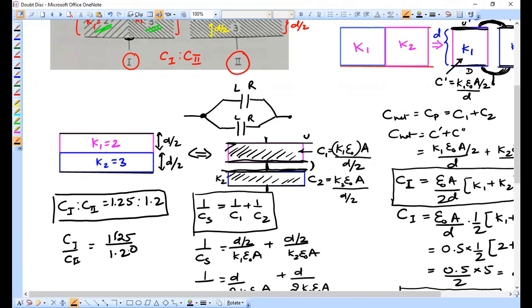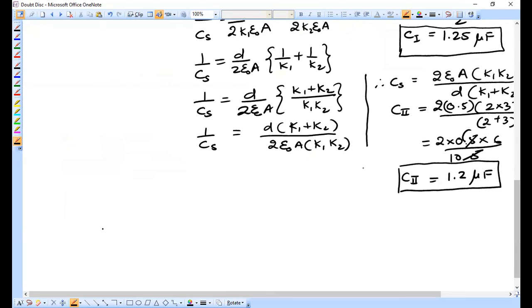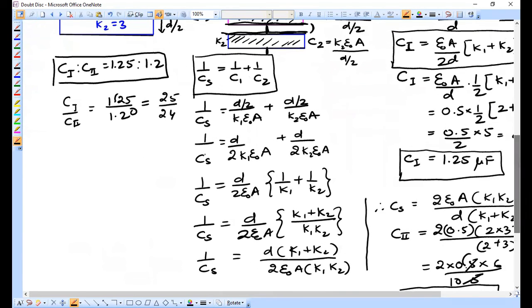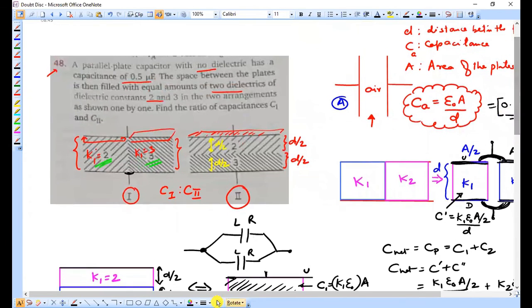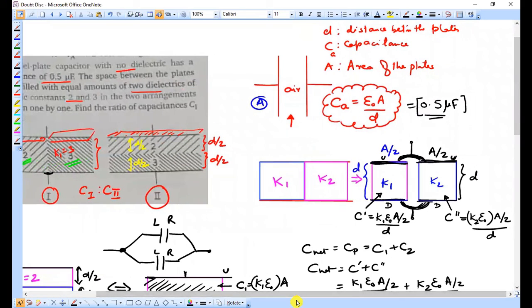This point goes, you can put over 0.25. So you can cut it by 5, 5 25s are 125, and 5 24s are 120. So the correct answer comes out to be, either you can write down 1.25 is to 1.2, or you can also write it as C1 upon C2 as 25 by 24. And that should be the answer given in your book. So hope friends that you all have understood the manner in which this particular numerical was supposed to be solved.